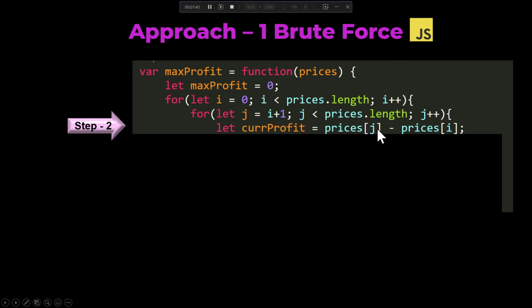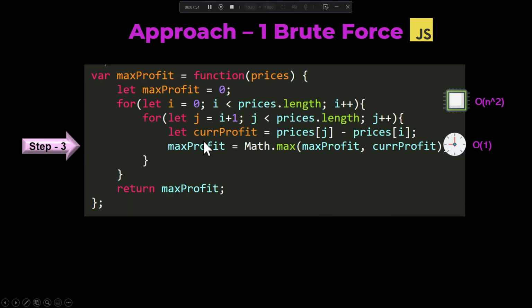So prices[j] minus prices[i], we will get the current profit. And then we are going to compare the current profit with the max profit in the next step. In this step, we have to compare these two, and then choose the larger value. At the end of these two nested for loops, we will return the value max profit, and that will be the end of this algorithm.